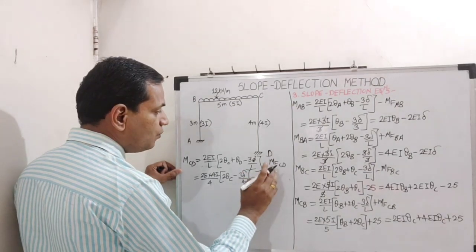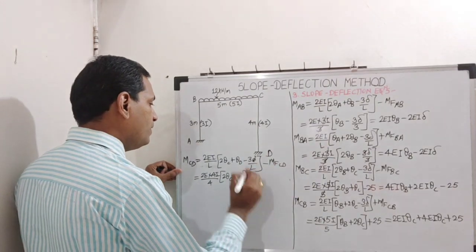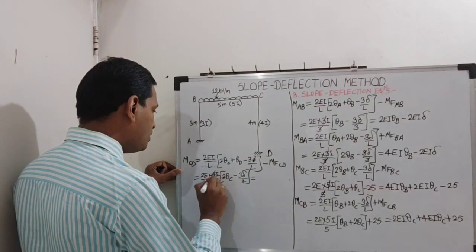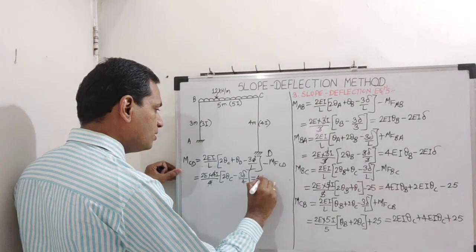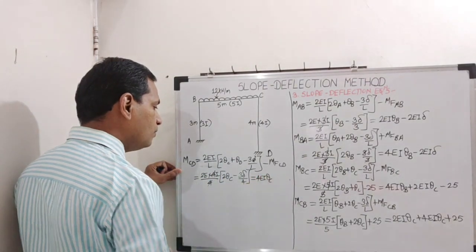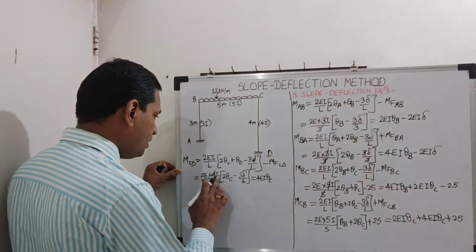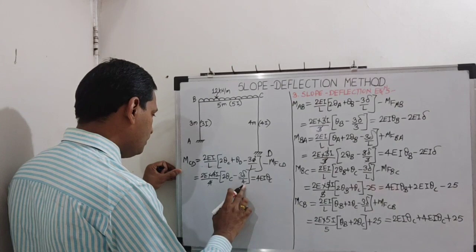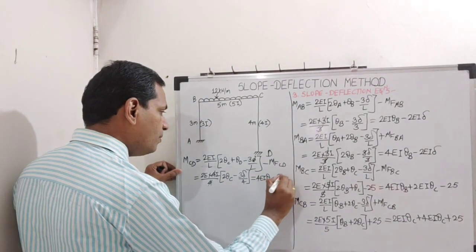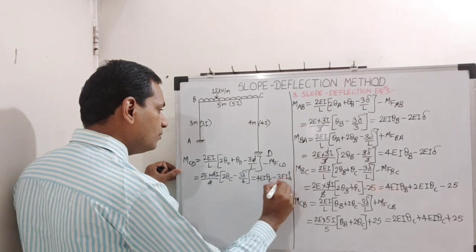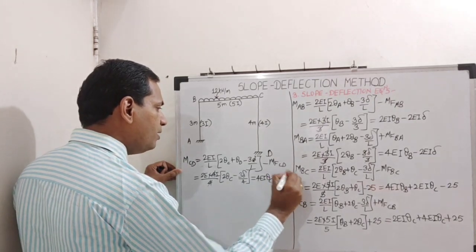minus, do we have any fixed end moment for column CD? No. So we will simplify this now. This 4 gets cancelled. So 2EI into 2 theta C, 4EI theta C. This 2EI into 3 delta by 4, so it will be minus 3EI delta by 2.